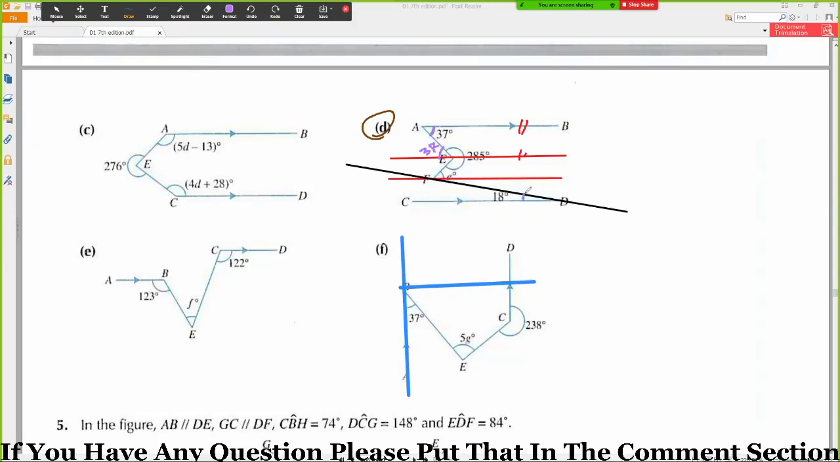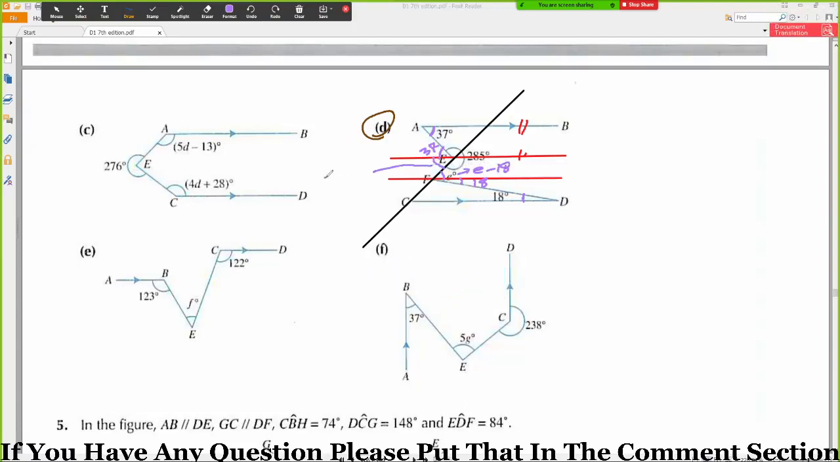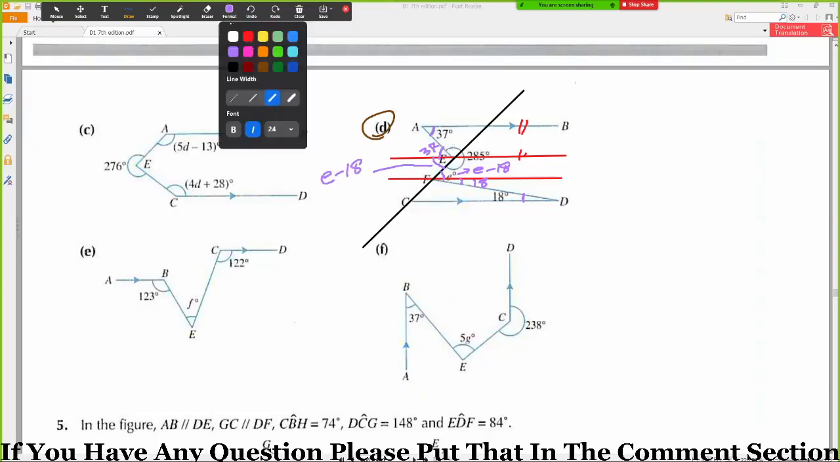This angle is the 80, so this angle will also be equal to 80. Okay, now let's check this angle. So this angle is equal to this angle, and this angle is equal to E minus 80. So this angle will also be equal to E minus 80. So now can I write it like this?